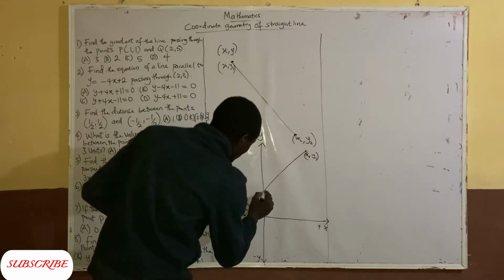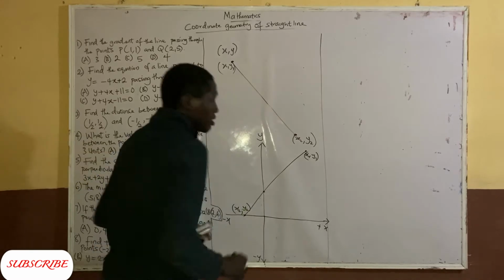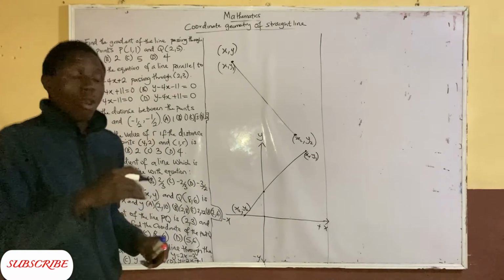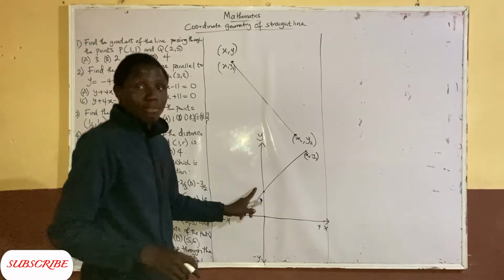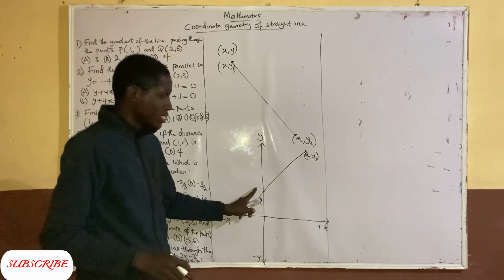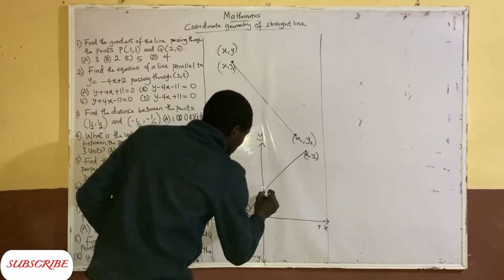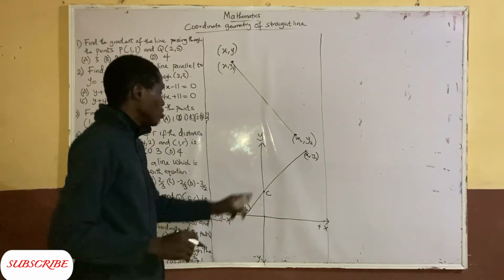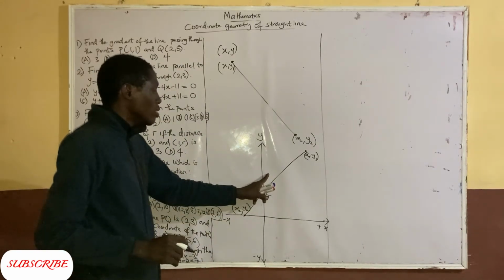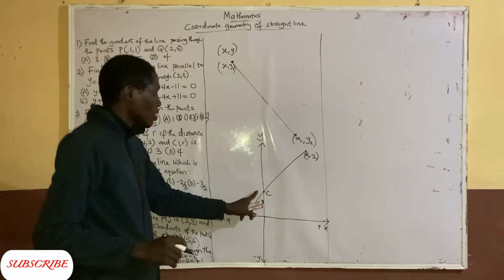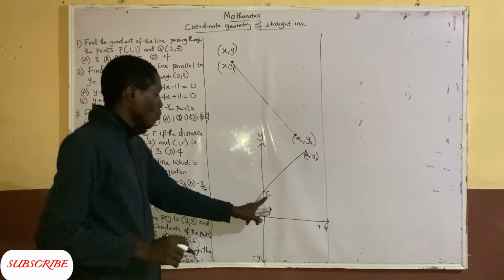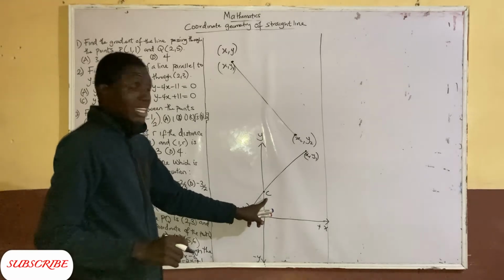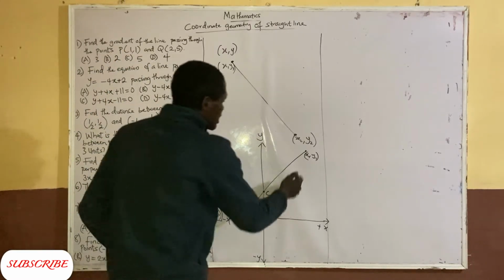Now this point here we call the point of intersection on y. We call it the intercept on the y axis, and it is usually represented by C. So we represent the point that intercepts on the y axis with the letter C.